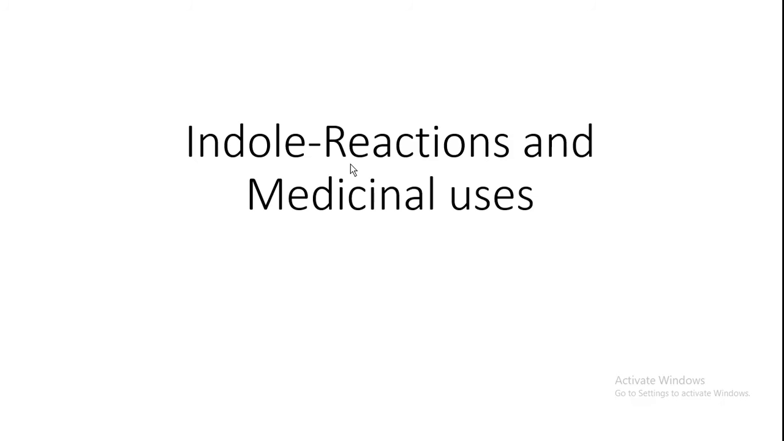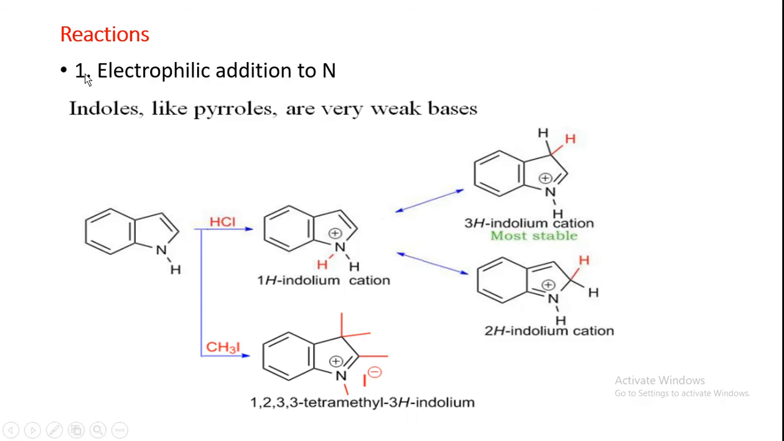So let us start the reactions of indole. You see, this is the structure of indole. One ring is the benzene ring and this ring is the pyrrole ring, correct? First, electrophilic addition to nitrogen. As there is a nitrogen, there is a lone pair of electrons present on this nitrogen, so there may be chances of electrophilic addition to nitrogen.